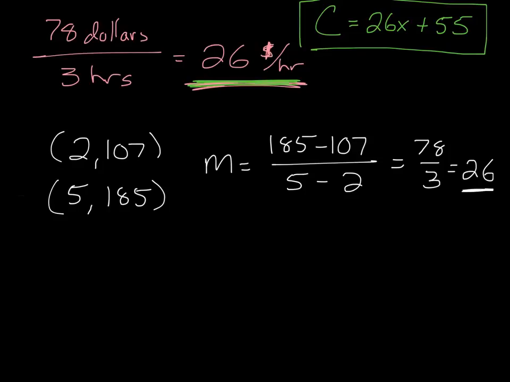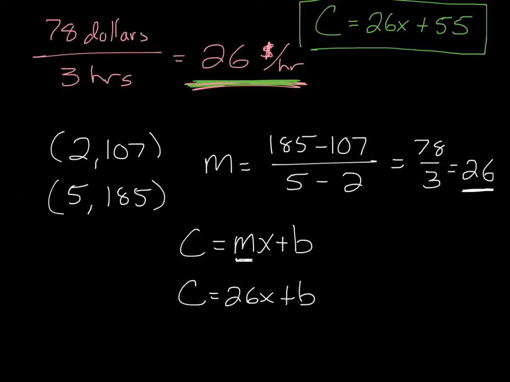Then what we can do is plug this into our general form, and again, our general form in this case is going to be C equals mx plus b. Our m value is what we just found, so now we have C equals 26x plus b. And then what we can do is plug either one of these points in for our two variables, x and C, x being the number of hours, C being the cost. Let's plug in this first point here.